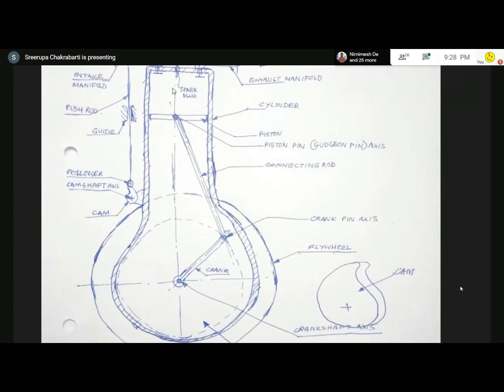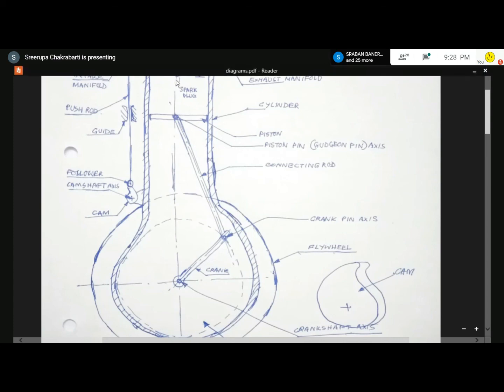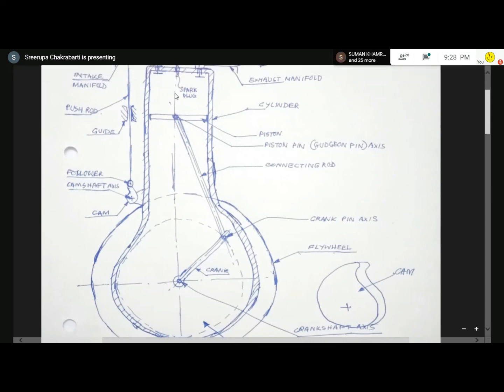Why after? Because combustion takes some time. Combustion is a reaction process that takes some time to get completed, and during that time the pressure builds up. Maximum pressure occurs when the piston has crossed the top dead center.